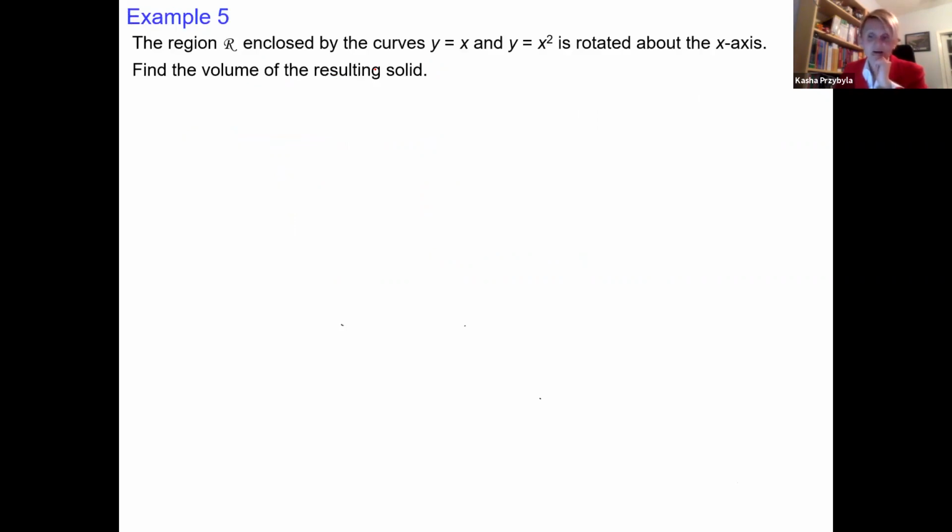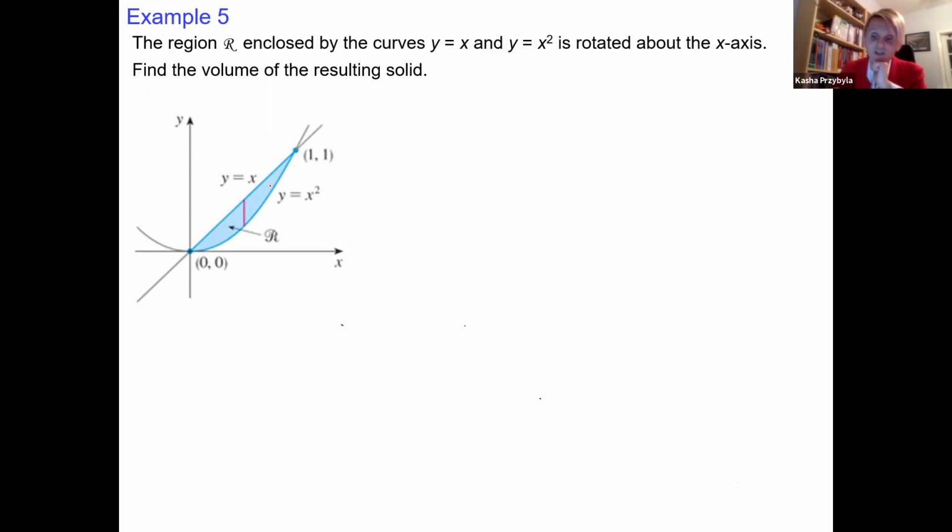The region R enclosed by the function x and x squared is rotated about the x-axis. Find the volume of the resulting solid. What will we need? We will need the function x, which is just the line, and the parabola x squared. We will need the points of intersection. We can probably get them from the graph, or we can find the points of intersection.